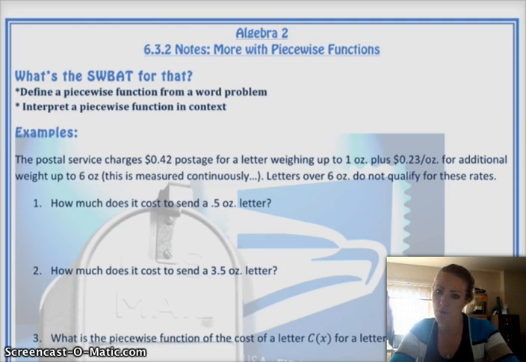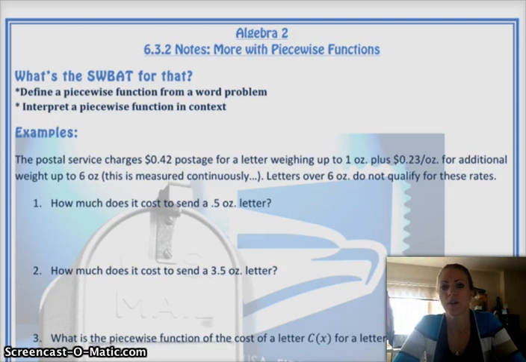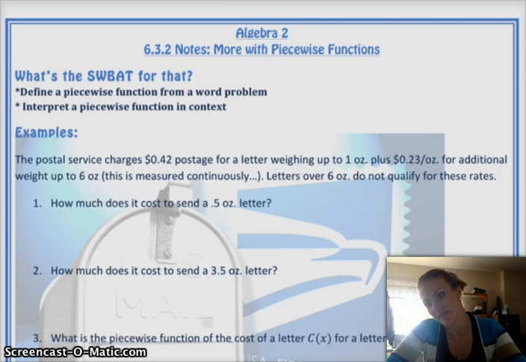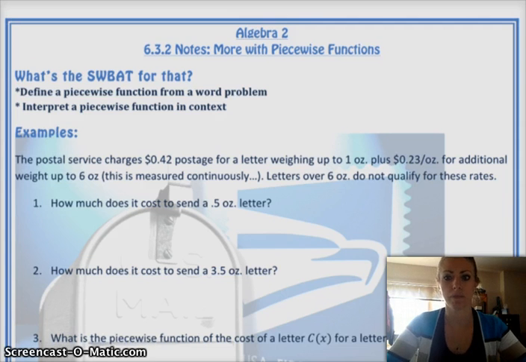Today I'm just going to go over a word problem with piecewise functions and talk about domain and range a little bit. And that's about it. Just applications of piecewise functions a little bit.